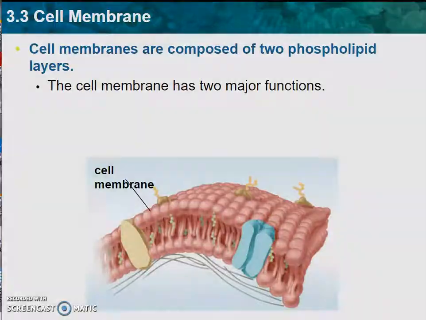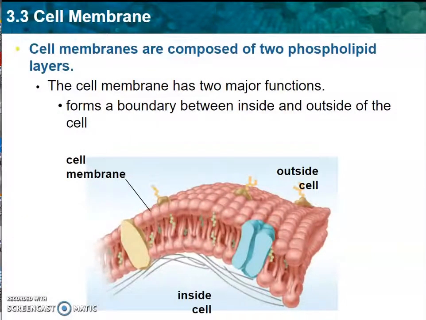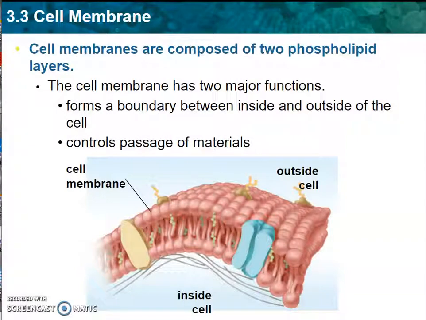The cell membrane has two major functions. First, it forms a boundary between the inside and the outside of the cell, much like your skin does for your body. Second, it controls the passage of materials. Some things will move through the membrane through osmosis. Some things are small enough to diffuse through the membrane. Others have to use proteins, much like this channel protein here.